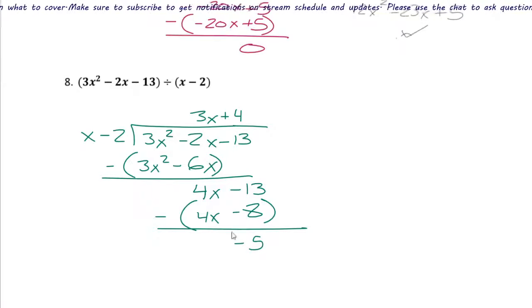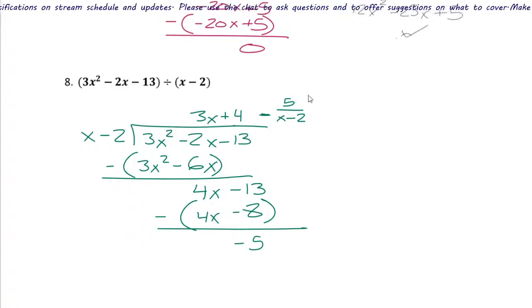So what do we do with the remainder at the end? Well, we tack it on after here, so we're going to leave this as negative 5 divided by x minus 2. So this would be our answer.